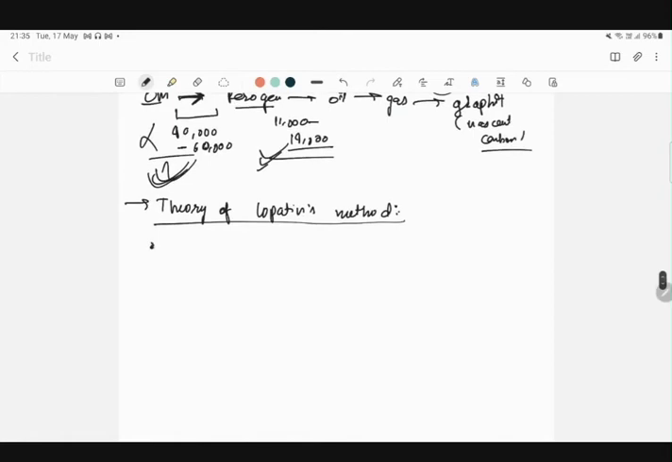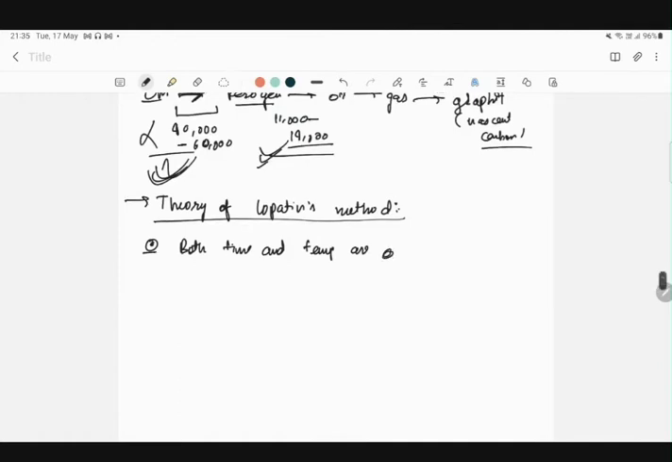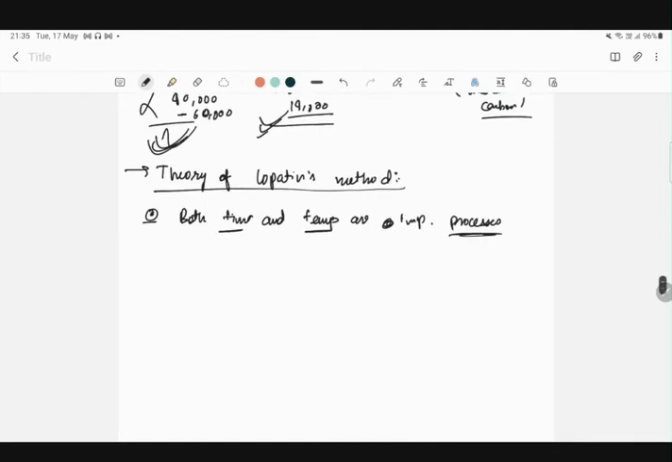And this method also says that both time and temperature are important. Firstly, write down both time and temperature are important processes. Like this is a physical quantity, time and temperature, but I am writing processes. It was like time and temperature act for a long time and they act as a process. Both time and temperature are important processes in oil generation. Like this is a common point.